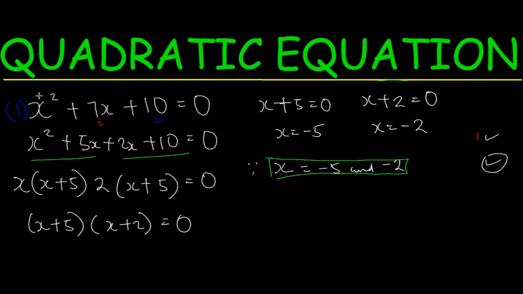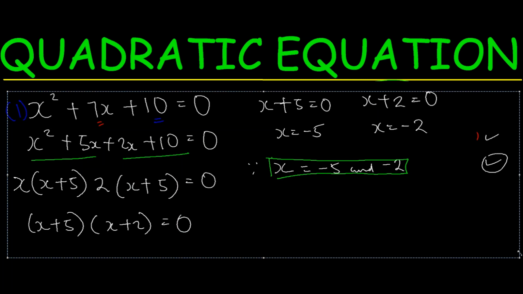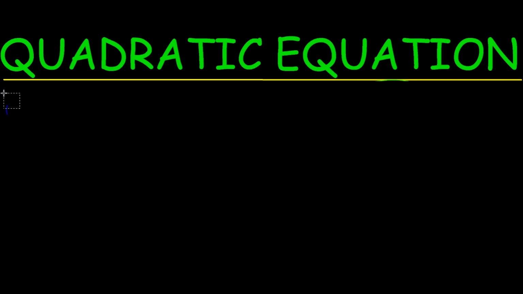So let's take another example. For this example, let's do the equation x squared minus 8x plus 15 is equal to 0. As I've previously said, the first thing we do is we multiply the coefficient of our x squared and the constant 15. So 1 times 15 is equal to 15.